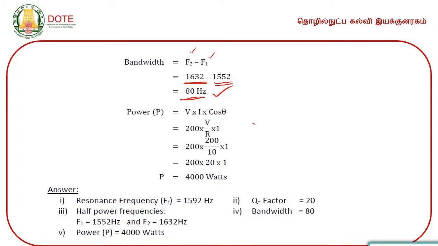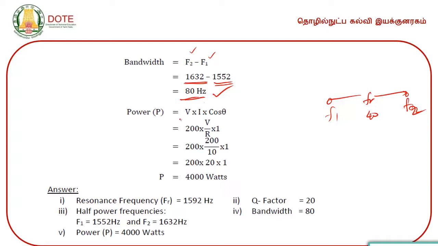So, that is the meaning. The entire band is 80. So, 40 this way and 40 this way. So, this is Fr. So, when you subtract 40 from Fr, you will get lower half power frequency. When you add 40 with Fr, you will get the upper cutoff frequency F2. So, that is the meaning.